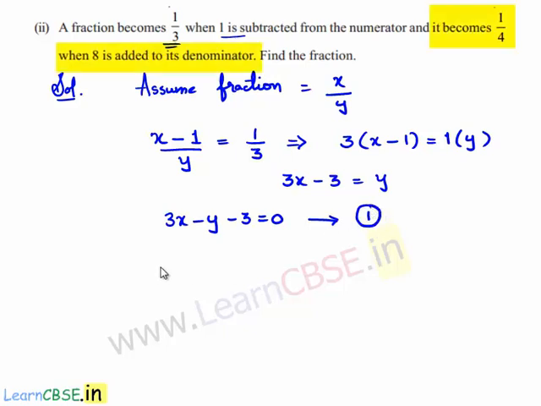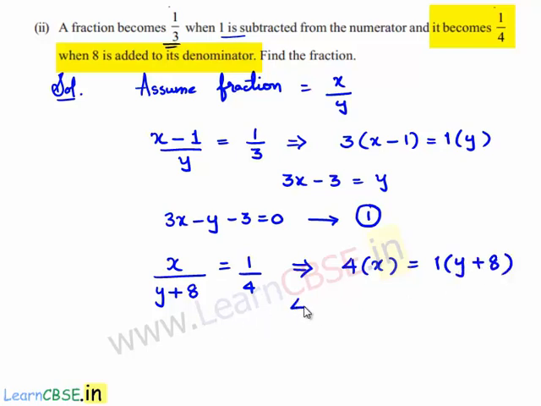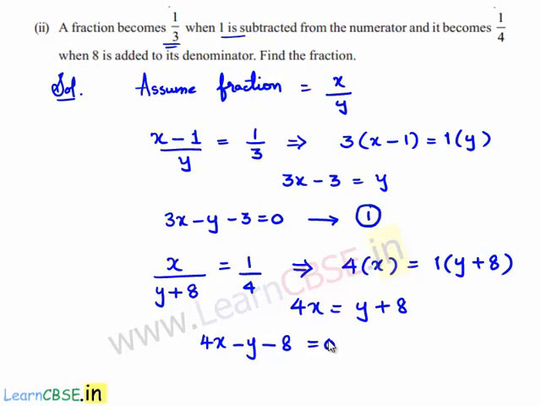Next, applying the second condition, which is when 8 is added to the denominator, the fraction becomes 1 by 4. So x is the numerator and the denominator of the fraction is y. So when 8 is added, it becomes 1 by 4. Now on cross multiplication, we get 4 times x is equal to 1 times y plus 8. So this equation becomes 4x is equal to y plus 8. On transposing y plus 8 to left hand side, we get 4x minus y minus 8 is equal to 0. This is equation number 2.